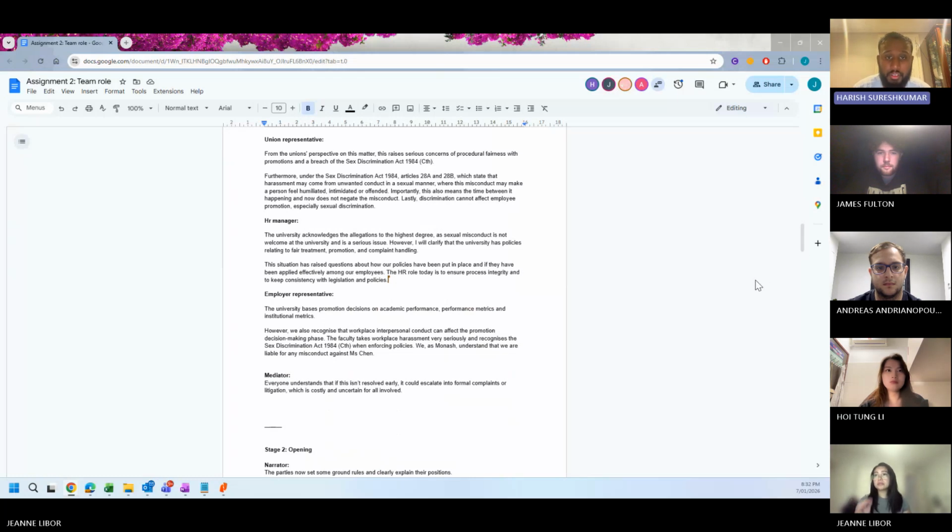From the union's perspective on this matter, this raises a serious concern for the procedural fairness with the promotions and a breach of Sex Discrimination Act 1984. Furthermore, under the Sex Discrimination Act 1984, Sections 28A and 28B, which state that harassment may come from unwanted conduct in a sexual manner, where this misconduct may make a person feel humiliated, intimidated, or offended. Importantly, this also means the time between it happening and now does not negate the misconduct. Lastly, discrimination cannot affect employees' promotion, especially sexual discrimination.